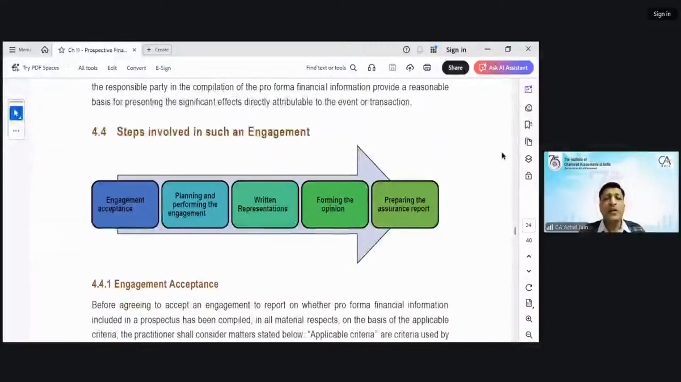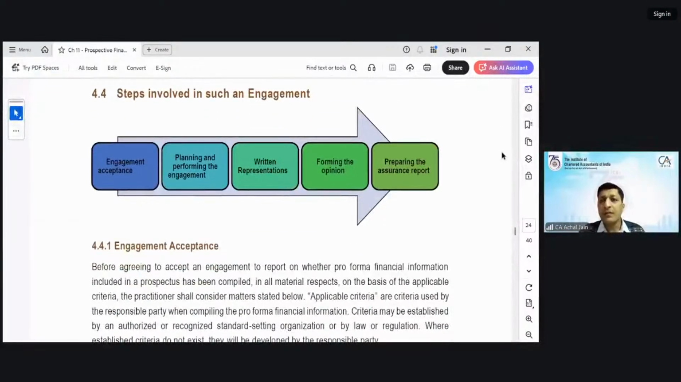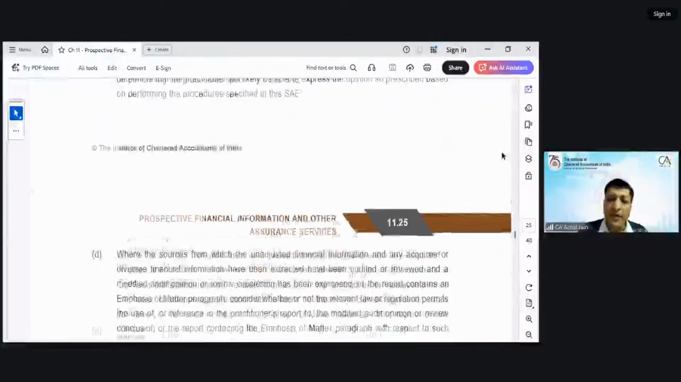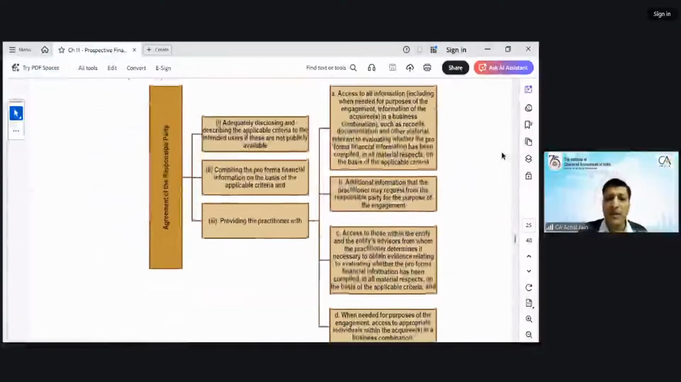Now, when it comes to the practitioner, the one who is going to check this, here again, you'll have similar sort of procedures: independence, ethical requirements, terms to be looked at as to what is required to be done, who is going to be the recipient. All sort of things are required to be considered over here as well.